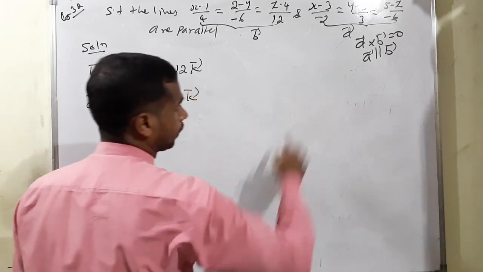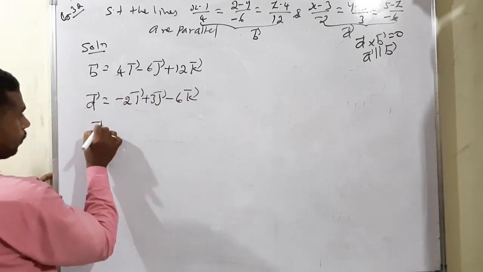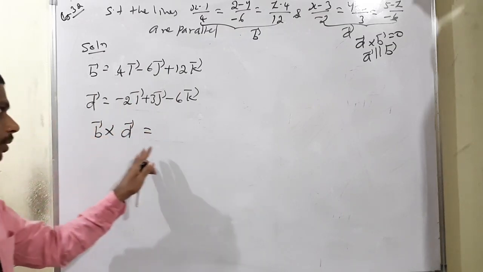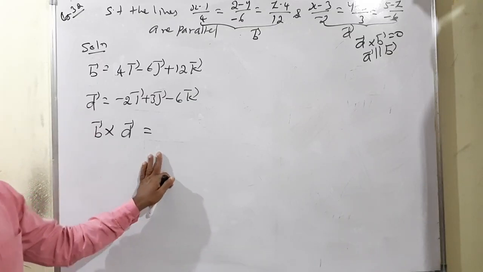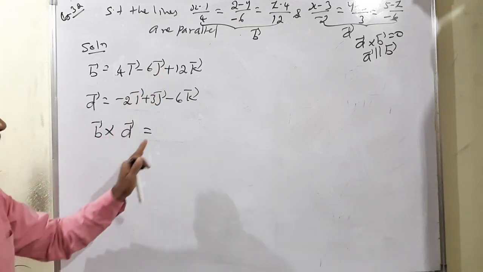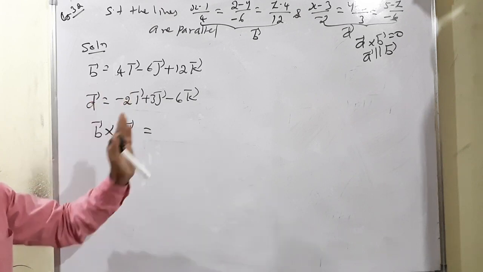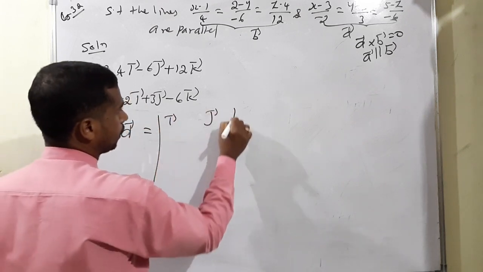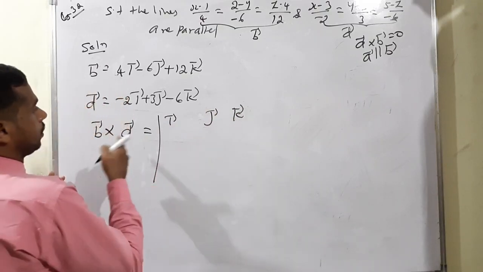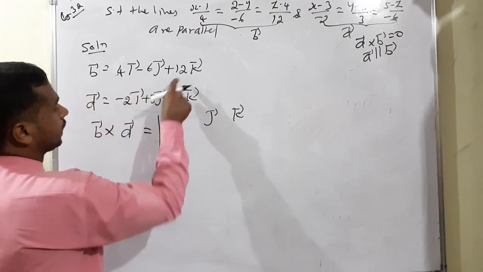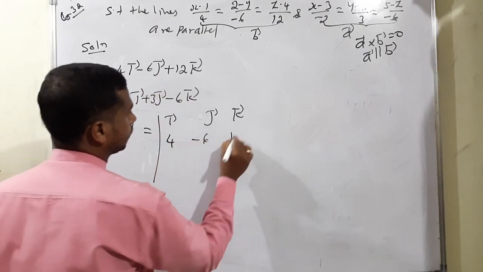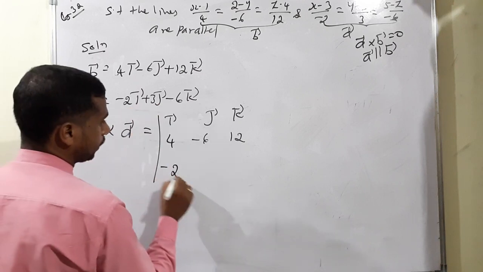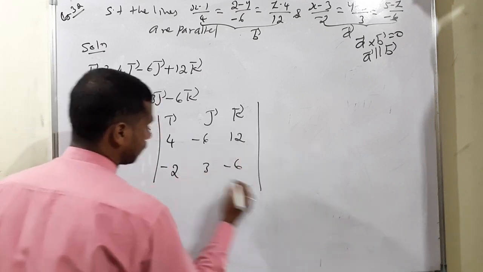The condition is the cross product. So now we have to apply B vector cross D vector. If we get the result 0, definitely we can say this is called parallel. So parallel means the lines are also parallel. First we have to find the i vector, j vector and k vector. Then B vector is 4, minus 6, positive 12. D vector is minus 2, positive 3, minus 6.